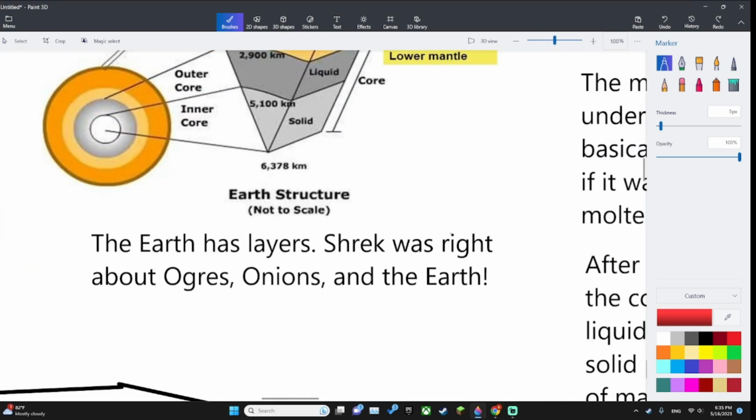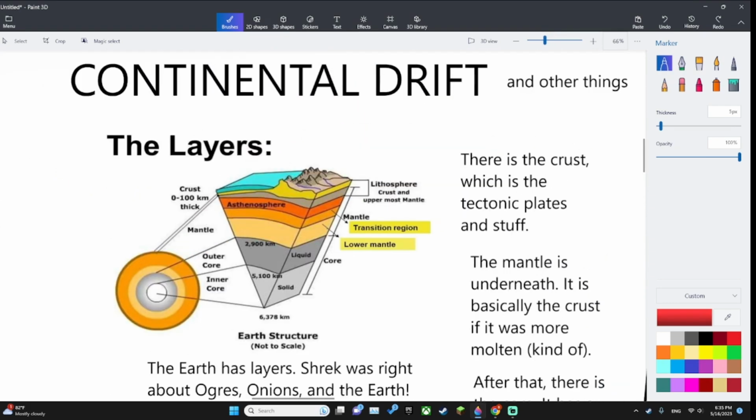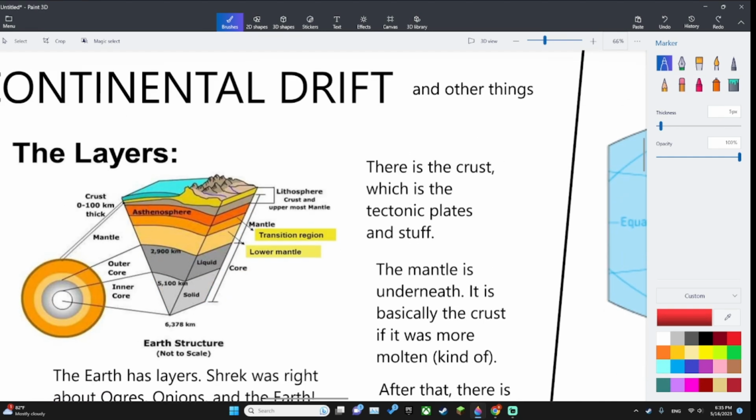Turns out Shrek was right about ogres, onions, and the earth, because everything has layers. Humans probably have layers too. Actually, biology? Should have been. No. I'm not doing this anymore.